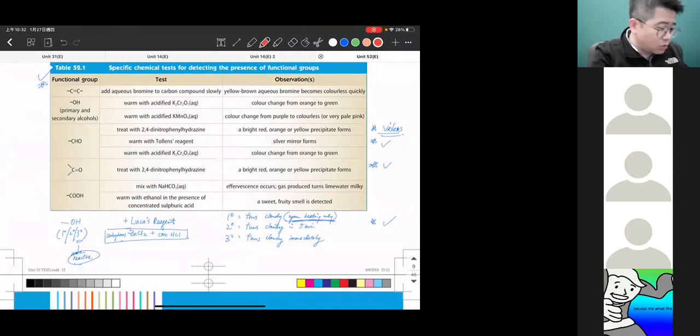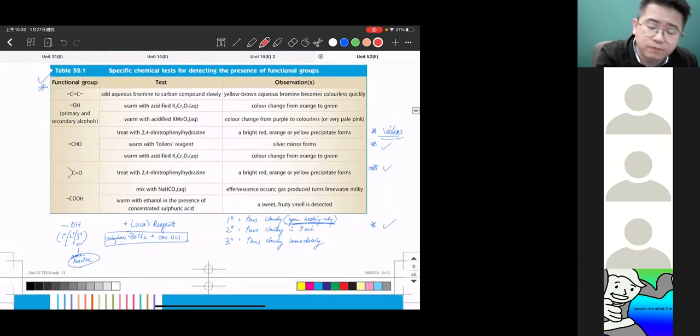So remember those chemical tests together with observations, and most importantly it is not the memorizing of a positive or negative result, but the deduction of both positive and negative results. Now this is very important for you to get to know the logical deduction.